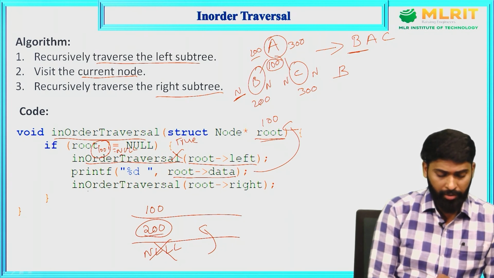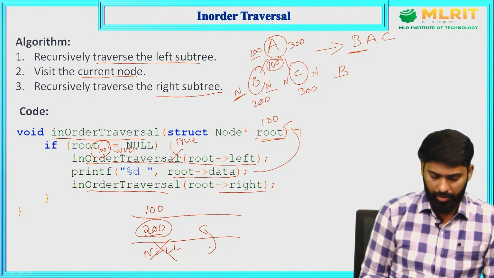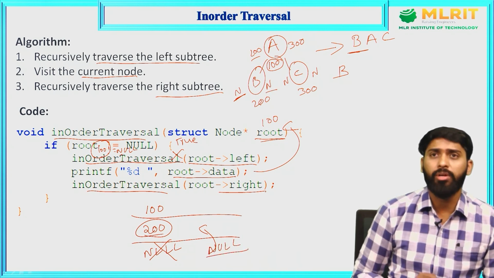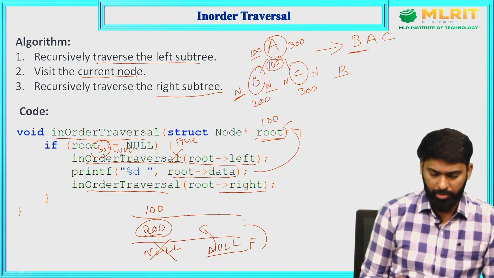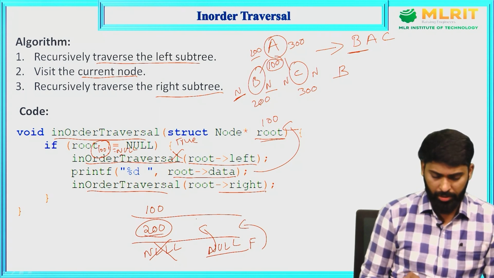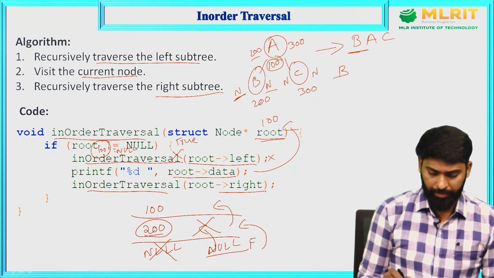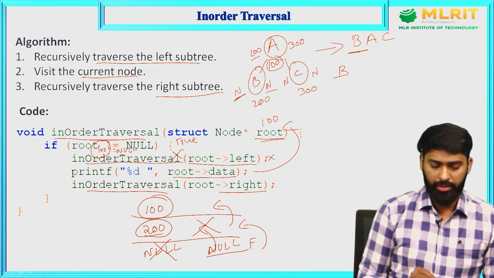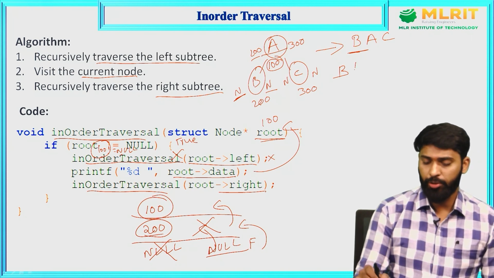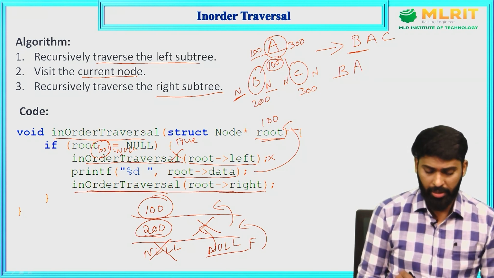Then again we call in-order traversal with right. For 200, what is the right? Null. Again we call the same function with the root as null. Null not equals to null, false. So, this function is terminated and we move to the previous call. Now, this one is over. So, printf %d root arrow data. What is the root now? 100. So, 100 arrow data is A. So, it displays A. After this, again we call the same function in-order traversal with root arrow right.